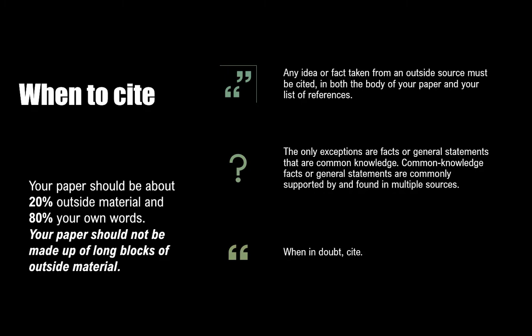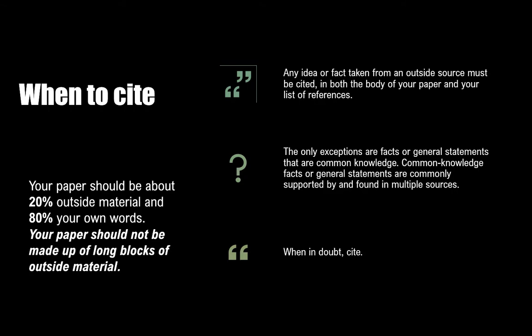So when to cite? Pretty much any time, okay? Any idea or fact taken from an outside source must be cited in both the body of your paper and your list of references. In other words, in text, parenthetical citation in your paper and on your Works Cited page. The only exceptions are facts or general statements that are common knowledge, like I mentioned before. So common knowledge facts or general statements are commonly supported by or found in multiple sources. So if it's something that's fairly easy to find in a general textbook or something like that, that most anyone would already know, then you don't necessarily have to cite it. But if you're not sure, just cite it. Makes it easier. Plus, that's another source that you can count on your Works Cited page.